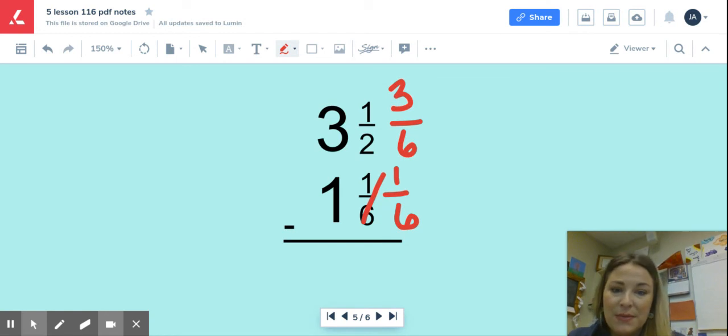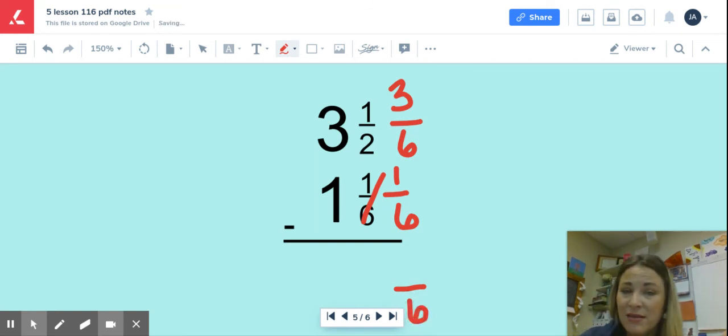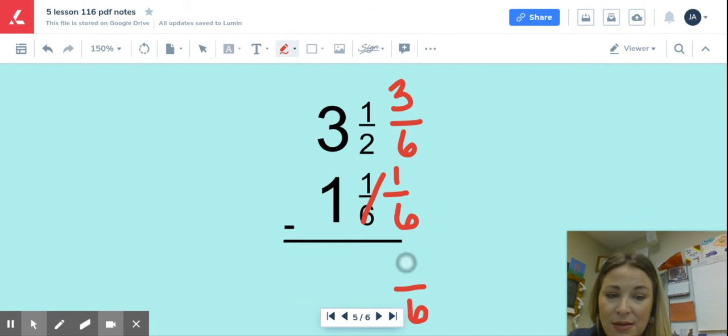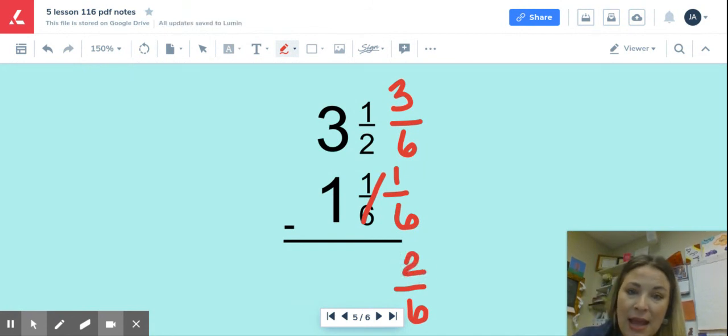We're ready to do some subtracting. Just like with adding, when you add or subtract fractions, your denominator stays the same. It stays constant. So our denominator is already done. Now we have just our numerators to think about. We have 3 minus 1, and that is 2. And now that our fractional part is done, we're going to subtract our whole number parts.